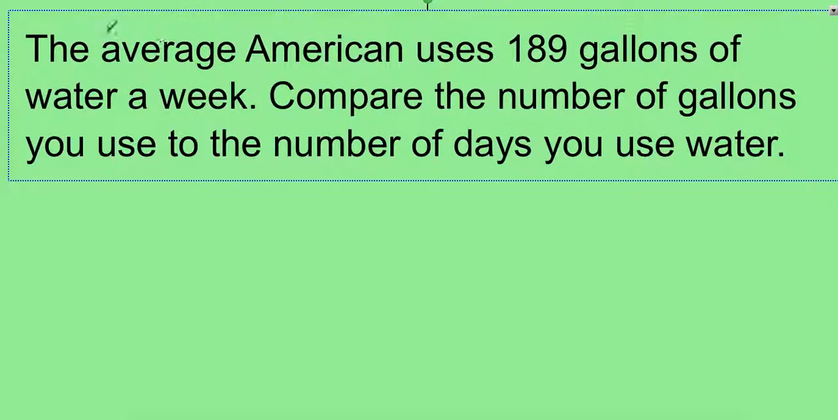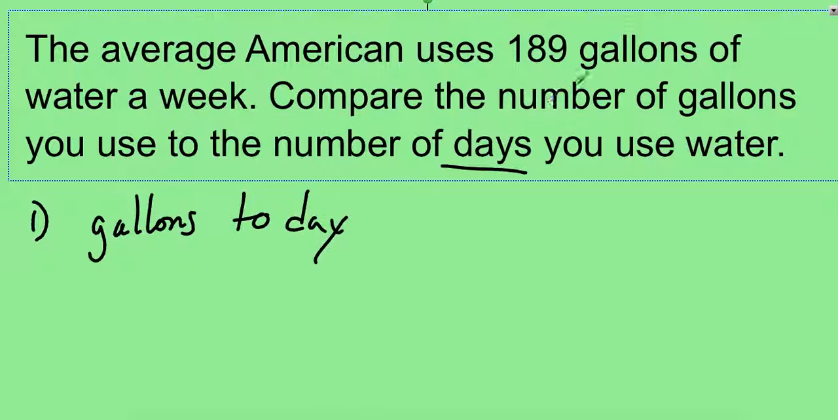In this example, we talk about how the average American uses 189 gallons of water a week, and we're comparing that to the number of gallons that somebody uses for a day. So our first step, we have to compare the number of gallons to days. And this is a little bit tricky because if you look at our first example, it actually says that we're doing this by week. But at the end, it's asking us to compare it to days. You have to be really careful about that and make sure that you're comparing the correct amounts.